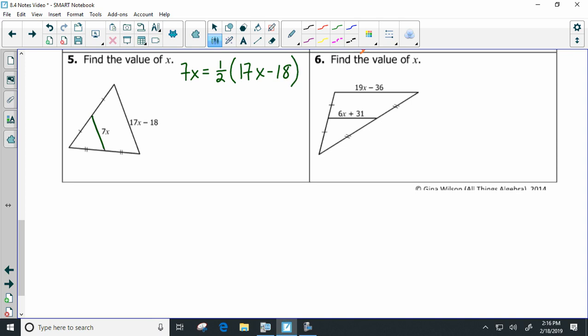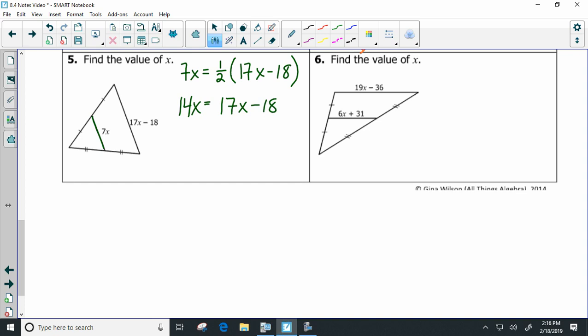Now, instead of distributing the half, because half of 17 is going to be a decimal, what I'm actually going to do is I'm going to double both sides, right? Because when I double the right side, if I want to get rid of the 1/2 and I multiply it by 2, I would just have 17x minus 18. And when I multiply the left side by 2, 7 times 2 is 14x. All right? I think that is much easier than trying to distribute a 1/2. If you would like to distribute the 1/2, you may. I just don't like it here as well.